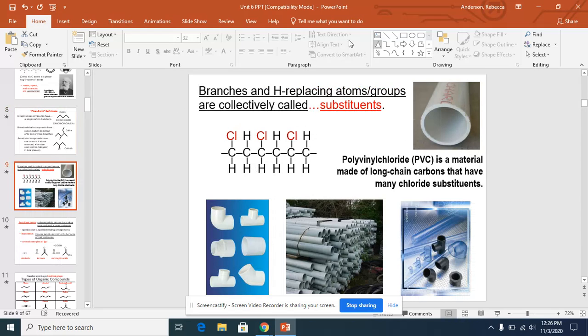Okay, substituents. You need to know this word. Those are the branches or groups replacing H atoms. So, for example, here, chlorine is substituting for hydrogen on the carbons. So that's why they are called substituents. This is also basically what makes PVC, like the PVC pipe. It's just basically long chains of carbon, hydrogen, and chlorine compounds.